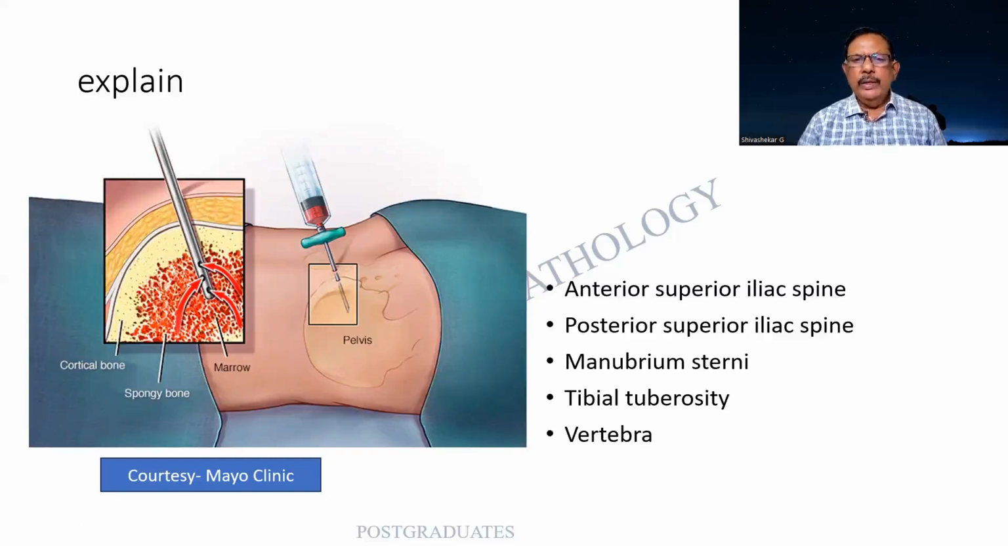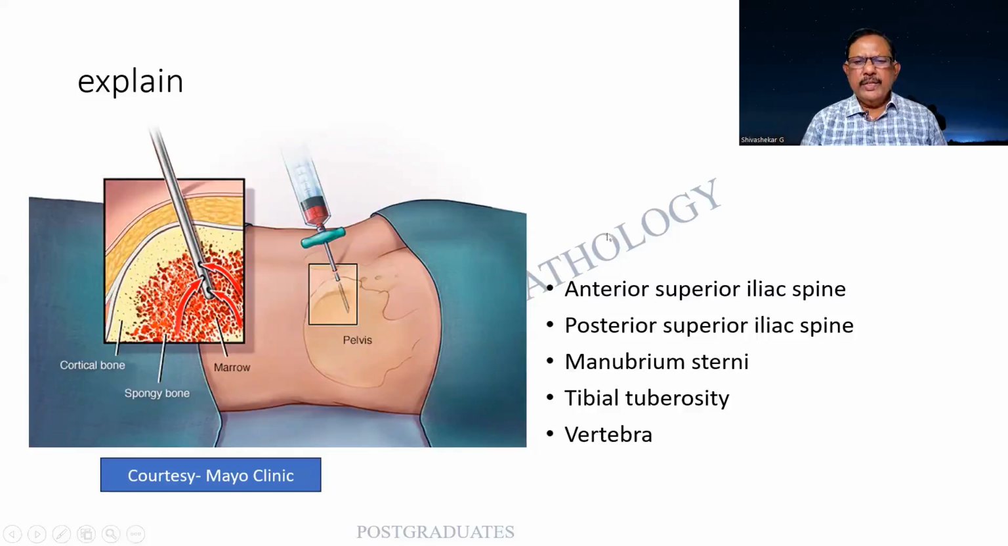Before I go to the next slide, what are the sites of a bone marrow aspiration? Very fundamental, undergraduate level. Let us keep on repeating them. It can be anterior superior iliac spine, posterior superior iliac spine, manubrium sterni, tibial tuberosity. In some conditions that is being used. Vertebrae. Tibial tuberosity, sometimes in children, it can be done.